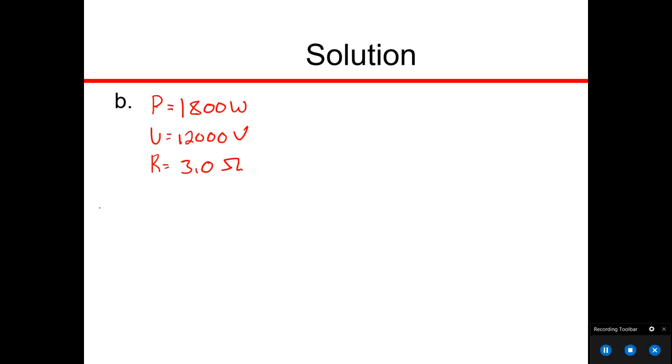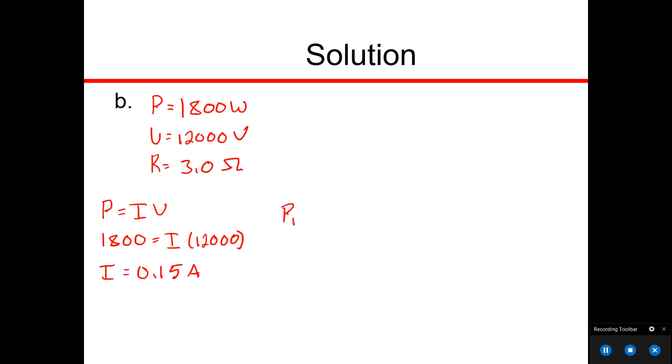So we start the same process. We have power is equal to current times V, to find our current that it's traveling, which will then let us find our lost power. So 1800 equals I times 12,000. I, or our current, is 0.15 amps.